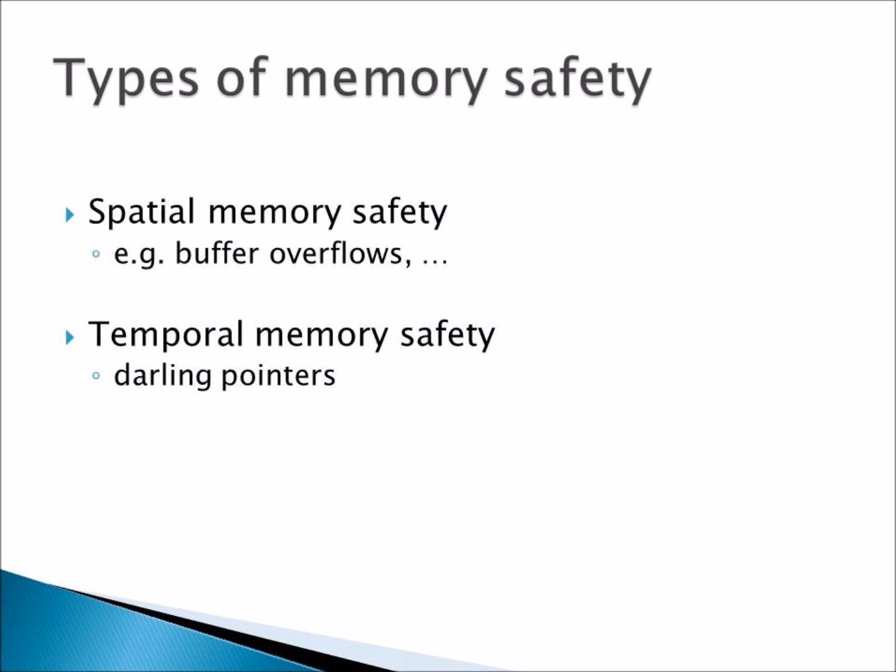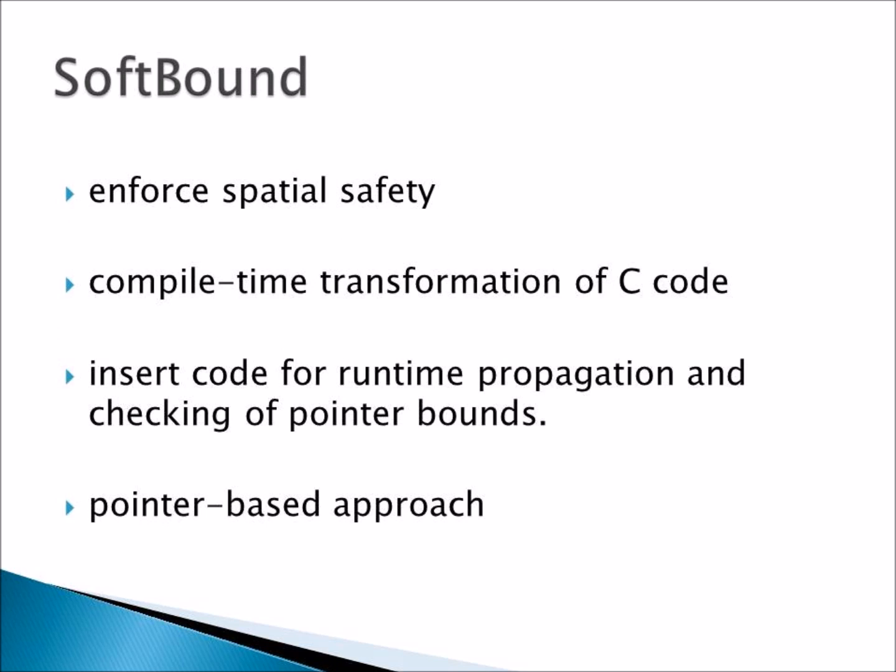First, I'm going to repeat the different types of memory safety. Spatial memory safety protects pointers from reading or writing data outside the object. This can be buffer overflows, overwriting the return address, and so on. Secondly, temporal memory safety protects against reading or writing to objects that no longer exist. They are also referred to as dangling pointers. Softbound is a tool to enforce spatial safety.